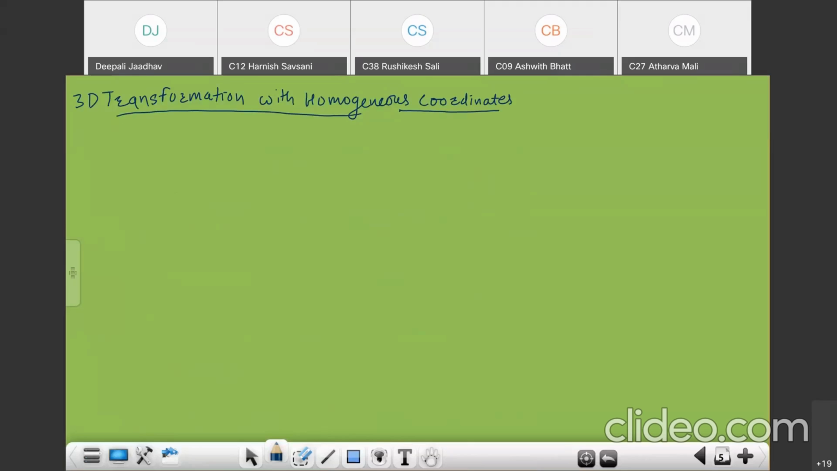It is written as x, y, z, and s. Then x dash, y dash, z dash, s, where x dash is equal to s x. If s is equal to 1, multiply with 1. If s is equal to 2, multiply with 2 for all. Y dash is equal to s y and z dash is equal to s z.